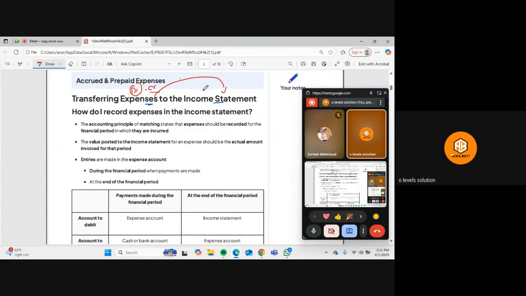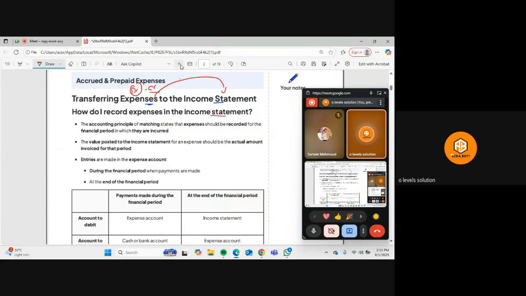So when we need to transfer the balance from the expense account to the income statement, we will credit the expense account. Why? Because we are reducing it. We are reducing it because we are transferring its balance into the income statement. That is why the expenses will reduce by crediting it, meaning that we are transferring this into the income statement. So how do we record the expenses in the income statement?